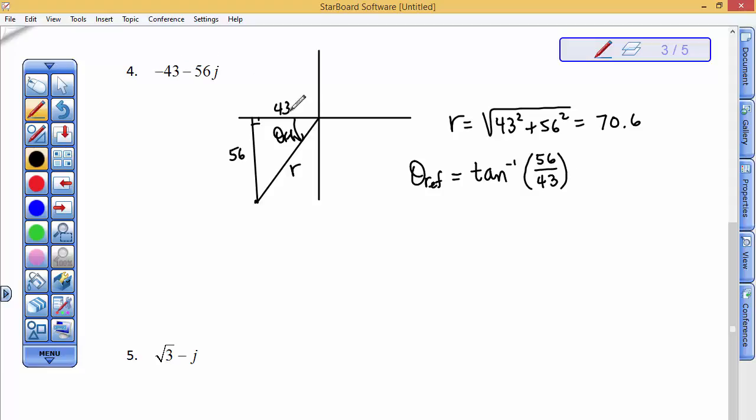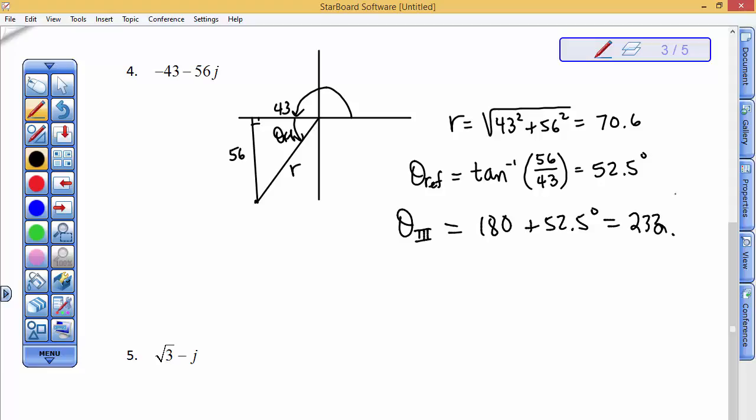Finally, because I'm in the third quadrant, I'm going to take 180 degrees right there plus that reference angle. So theta in the third is 180 plus the 52.5 degrees for a total of 232.5 degrees. Shorthand would be 70.6 at an angle of 232.5 degrees. Longhand, you'd write it out.